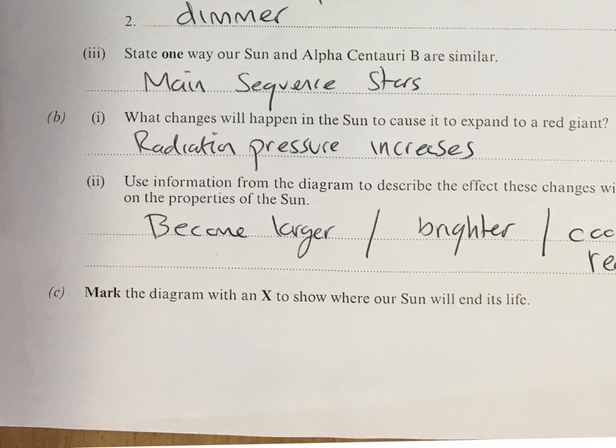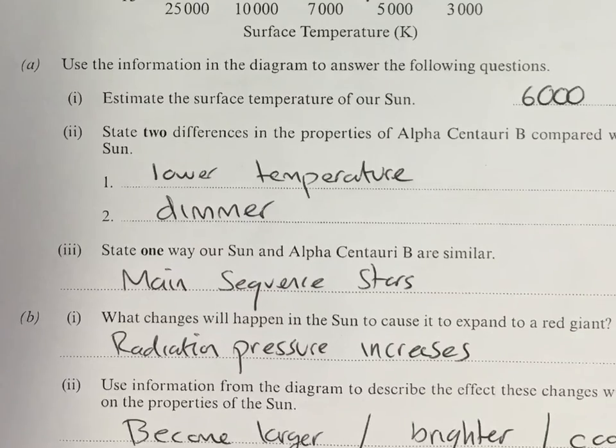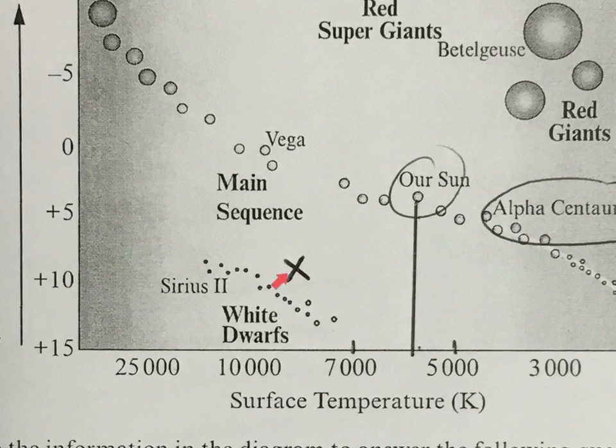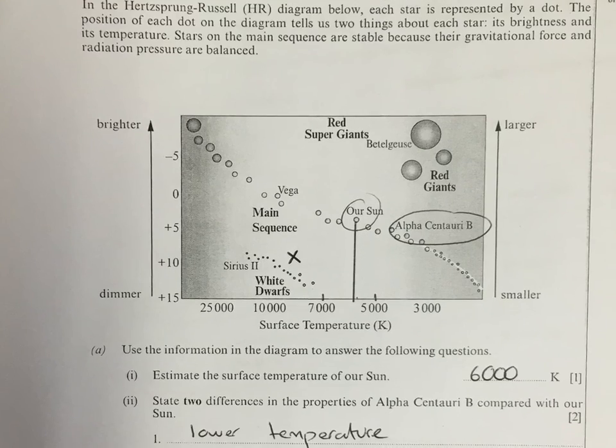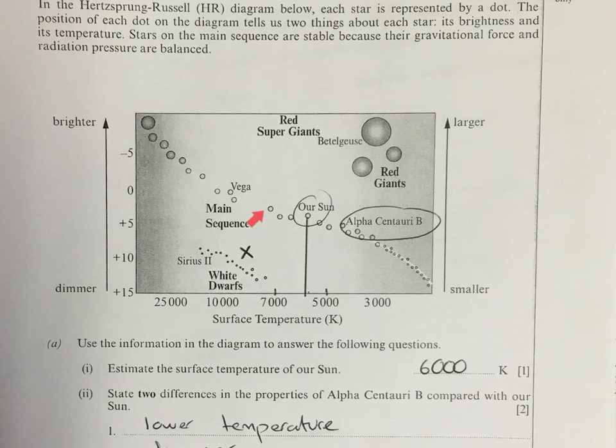And then it says mark X where the Sun will end its life, and I've put a little X there. Okay, it's gonna happen around the white dwarf area. Okay, maybe my X should have been more towards these lines, but I wanted it to be clear on the diagram. So I'm going to get a mark so long as it's to the left of the main sequence stars and down the bottom, somewhere there.